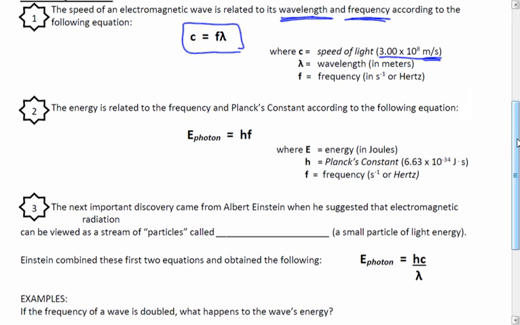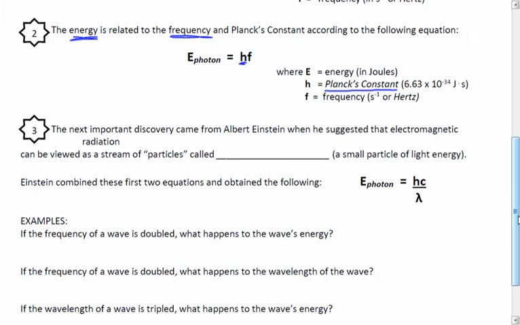Our second equation is going to relate energy to the frequency of our wave. And there was a guy named Max Planck who found out the relationship between these. If you divided the energy by the frequency, he came up with this constant value that we now use. Planck's constant is 6.63 times 10 to the negative 34th joule seconds. And if you just take the frequency and multiply times that, that'll give you the energy of that particle of light.